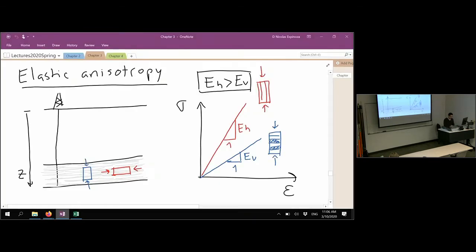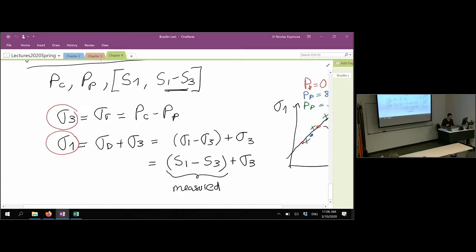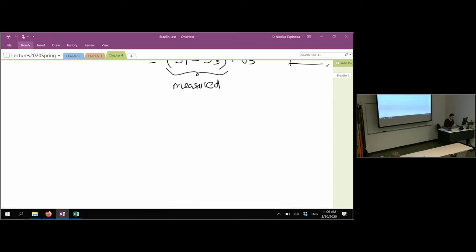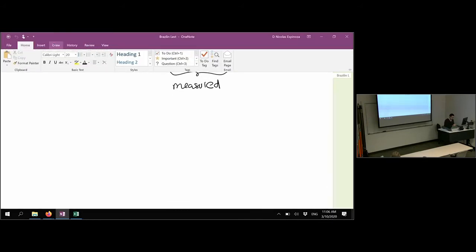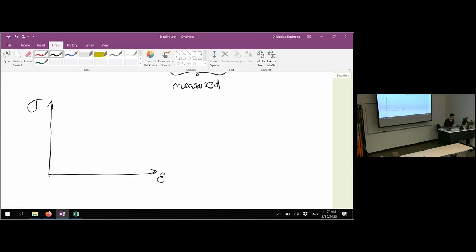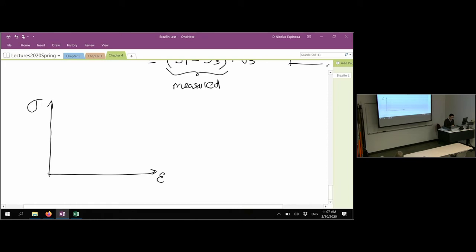Let me do a schematic of this because it might be a little bit difficult to picture if I just say it in words. Let me show you what I mean. So if you were to run a triaxial test where this is strain and this is stress, if you were to test a horizontal sample, it will look something like this.